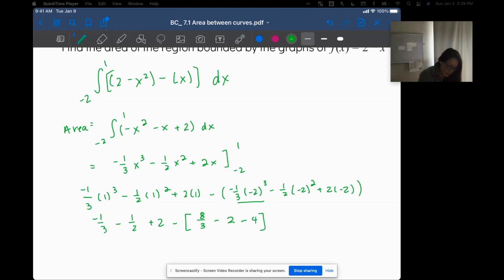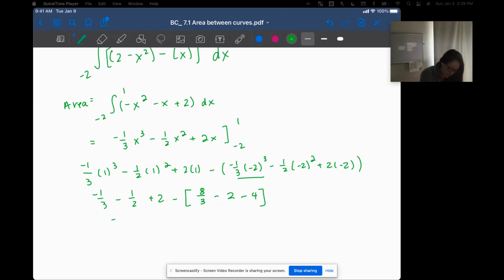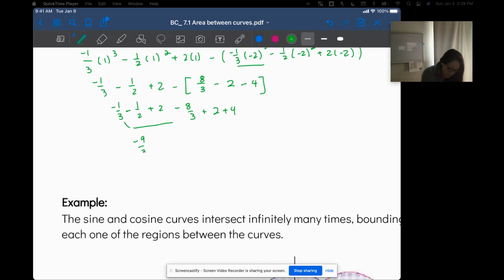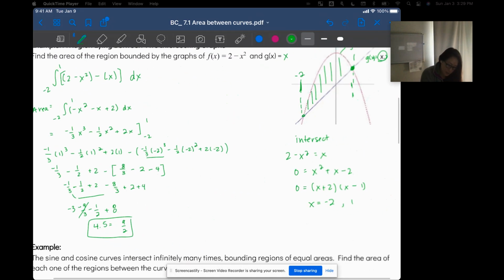Okay. We keep going here, and I get -1/3 minus 1/2 plus 2 minus 8/3 plus 2 plus 4. -1/3 minus 8/3 is -9/3, minus 1/2 plus 8. And this is just -3. So I get 5 minus 1/2, which is 4.5, or 9/2. So the area between the two curves would be 9/2, or 4.5.